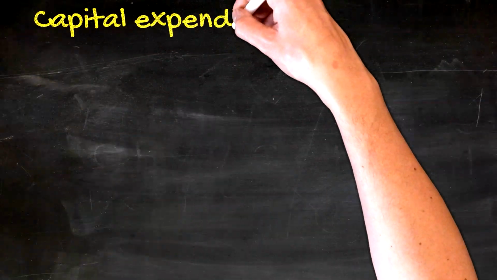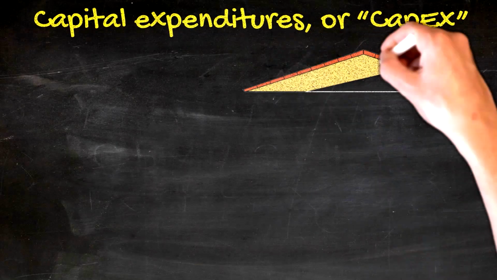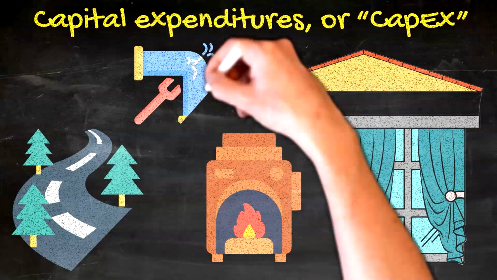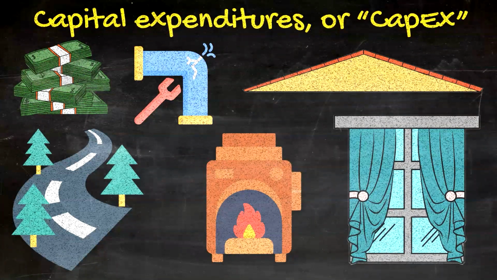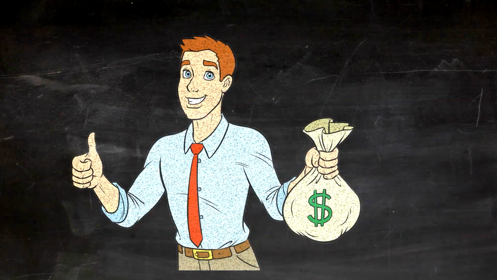Then there's the capital expenditures, or CapEx. This covers replacing, not repairing or maintaining, the big-ticket stuff. Roofs, driveways, furnaces, windows, plumbing. These aren't monthly costs, but when they hit, they hit hard. You need to set aside money every month before these expenses sneak up on you.